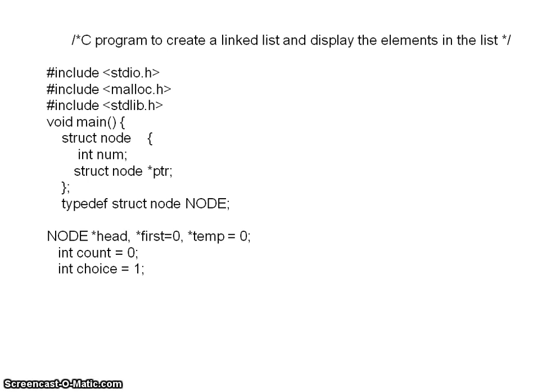We are going to make this program interactive, that's why we have used another variable, choice. We have initialized it to 1. Till the value of choice is 1, it will continue to create the nodes. As soon as we provide a non-1 value, it will stop the creation and will move further.